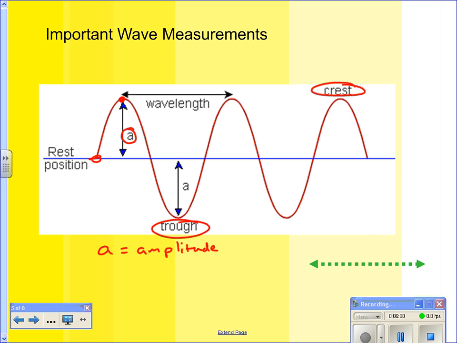Another really important idea, super important for moving forward, and luckily it's really easy, is the idea of a wavelength. The wavelength is defined as the distance between two similar points on the wave. In this case, the wavelength is crest to crest, but I could also measure it from trough to trough, or from where the wave crosses the resting position. So right here, here, here, and here.